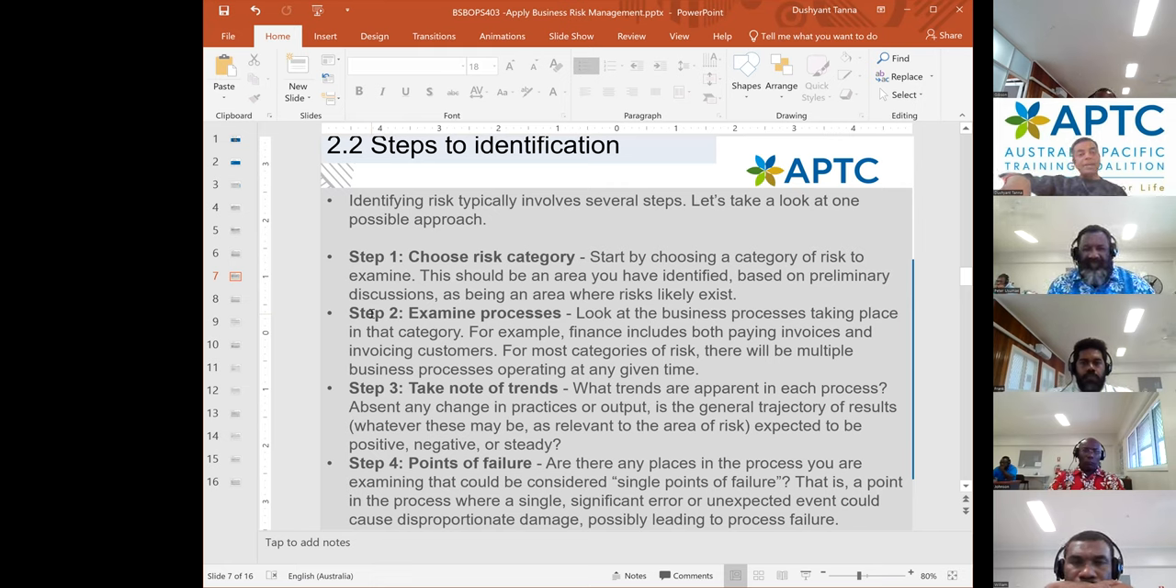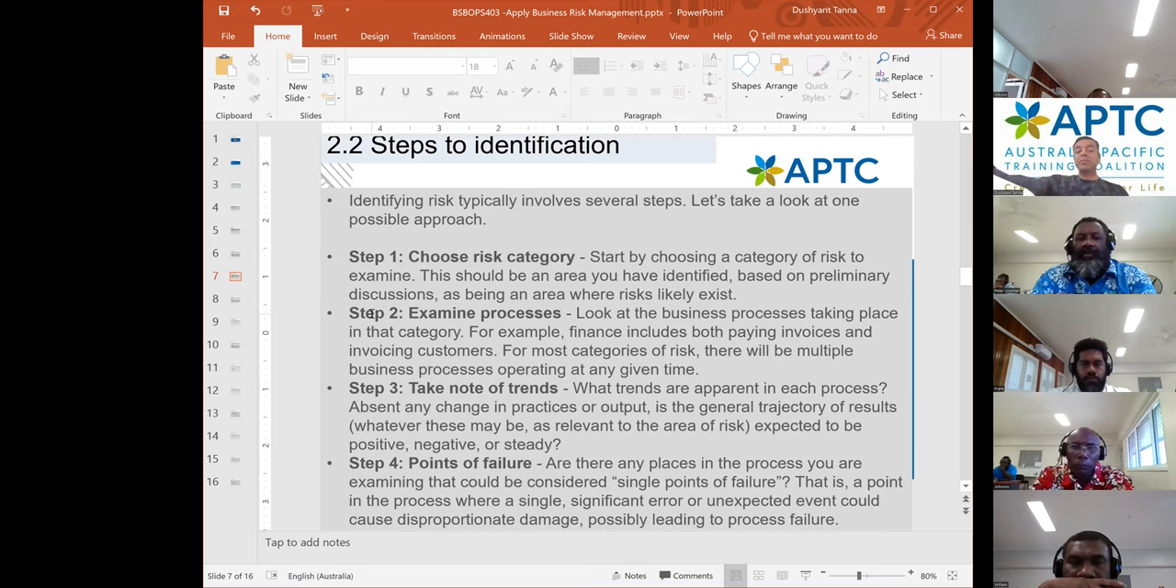So, identifying risk typically involves several steps. Some of them is choose the category. What category is the risk? Preliminary discussion on an area where risk is likely to exist. Examine the process. Look at the business processes taking place in that category.